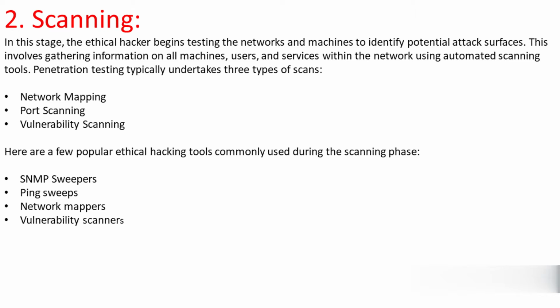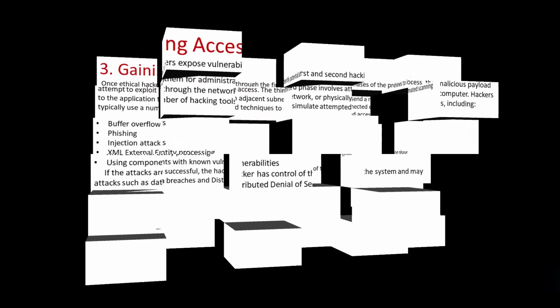2. Scanning. In this stage, the ethical hacker begins testing the networks and machines to identify potential attack surfaces. This involves gathering information on all machines, users, and services within the network using automated scanning tools. Penetration testing typically undertakes 3 types of scans: network mapping, port scanning, vulnerability scanning. Here are a few popular ethical hacking tools commonly used during the scanning phase: SNMP sweepers, ping sweeps, network mappers, vulnerability scanners.